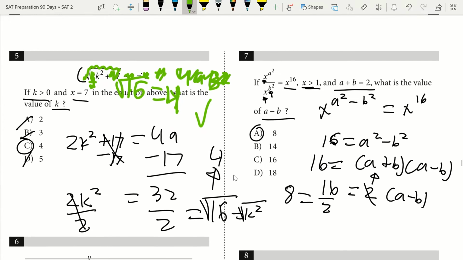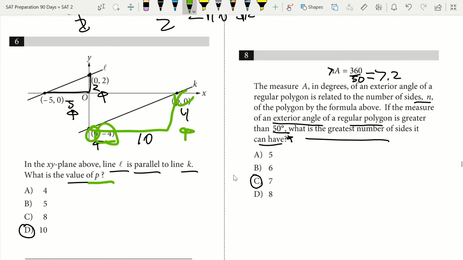Number 7, I see that I'm going to have x to the power of a squared then minus b squared since that's division. I then see that a squared minus b squared has got to equal 16 right here. At that point, I know it's going to be a plus b times a minus b. I know a plus b is 2. Therefore, 2 times 8 must give me that 16. So my answer is going to have to be 8. That's correct as well.